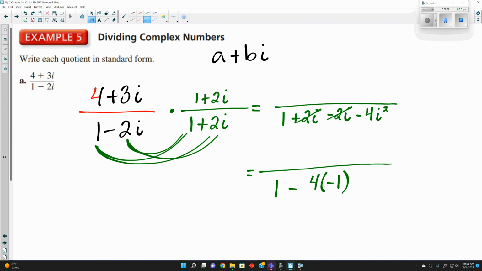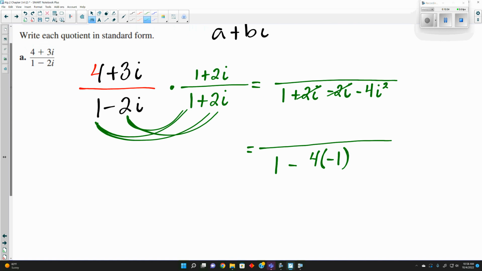Well, at this point, we might as well finish this out. What is 1? Well, negative 4 times 1 is going to be what? Is it to make that plus 4? And 1 plus 4 is 5.